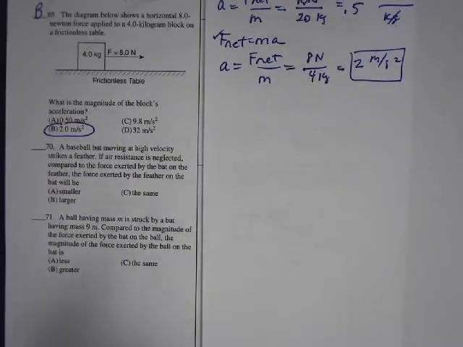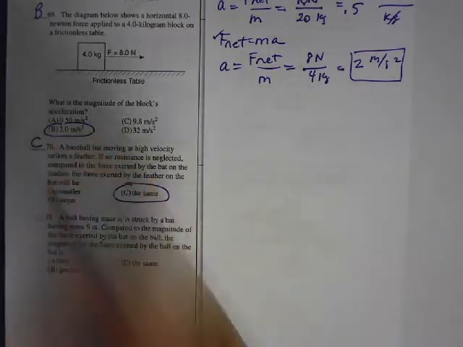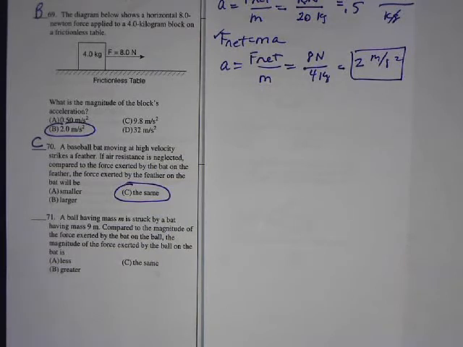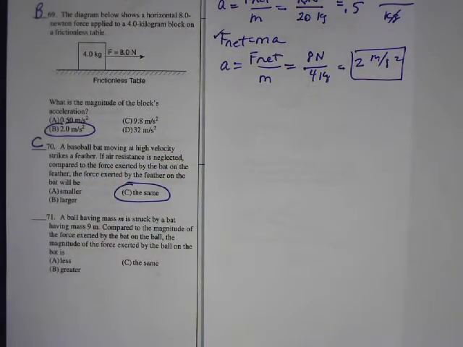All right, number 70. It says a baseball bat moving at a high velocity strikes a feather. If air resistance is neglected, compared to the force exerted by the bat on the feather, the force exerted by the feather on the bat will be. So this has to do with Newton's third law. For every action, there's an equal and opposite reaction. So this is going to be the same. Now, how long would this take to do on the exam? As long as it takes to read it. So would you say this is one of those like 5 to 10 second questions? So we want to make sure these easy questions, we don't get these wrong.